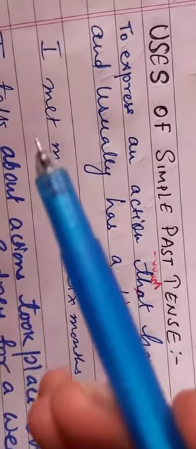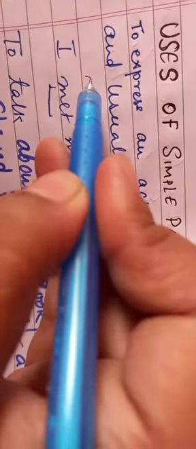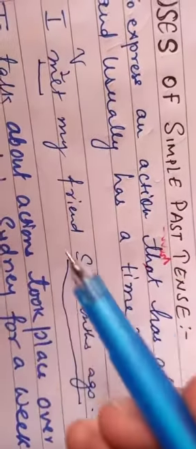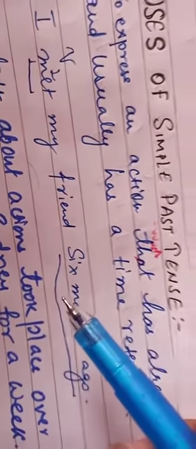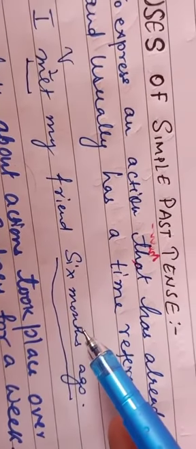Okay. Now see here, to express an action that has already taken place in the past and when it has a time reference, like I met. So here met is the past form or the V2 form of the verb, and here the time reference is given in the sentence. I met my friend. When did I meet my friend? 6 months ago. So that is the time reference. Okay, so we use simple past tense sentences in that.